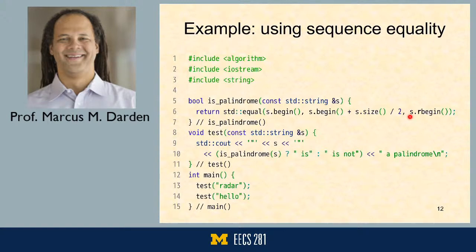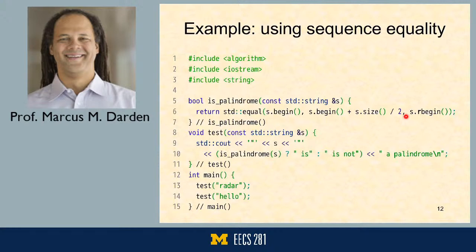I talked about earlier the use of these reverse iterators. A reverse iterator is designed specifically so that you can move from right to left by incrementing. By plus-plussing, you can move from right to left.